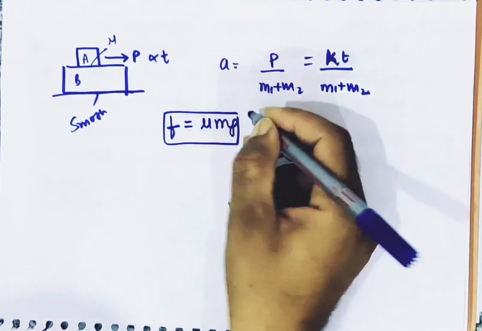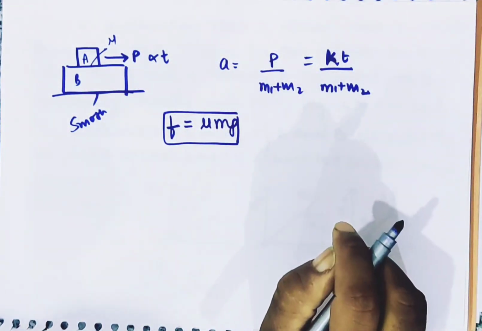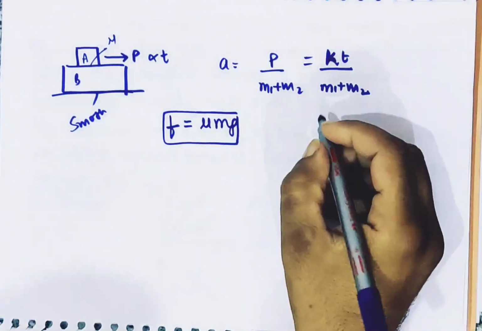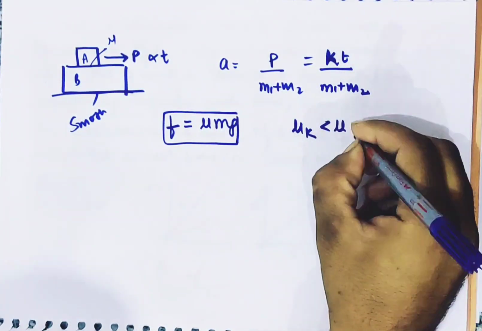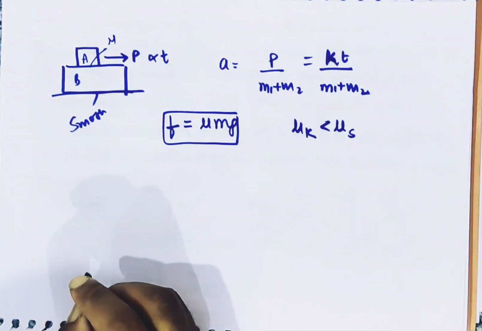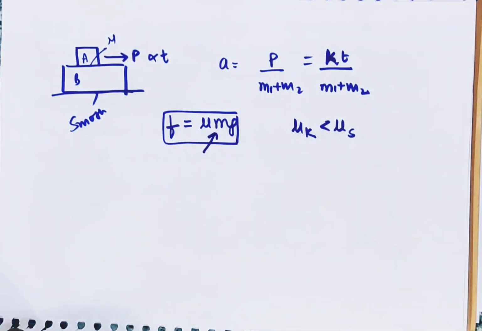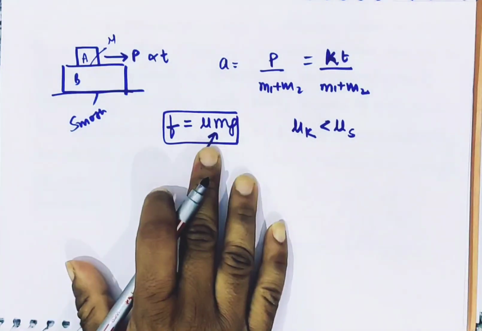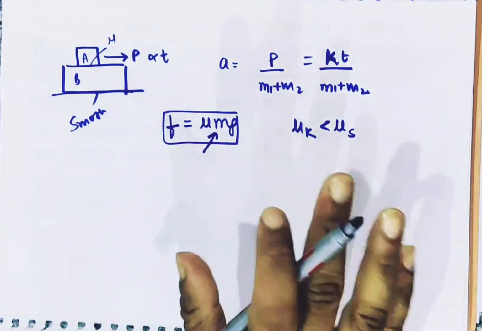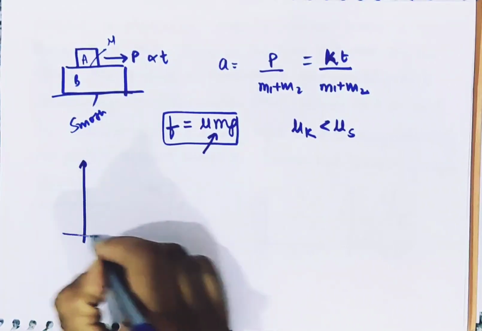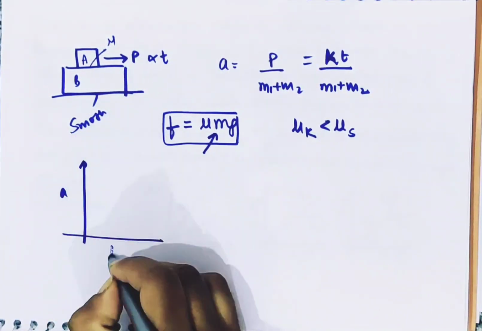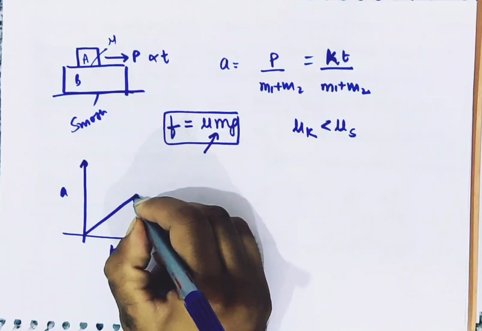It can definitely be less than the value of mu s, because kinetic friction is less than mu s. That means if we take kinetic friction into consideration, this will definitely decrease instead of increasing after a certain value. So both the blocks will move together for some time. So we can say acceleration versus time for both the blocks will be the same for some time.